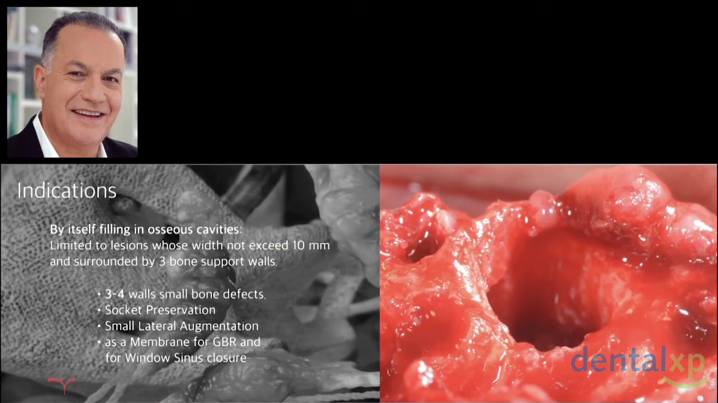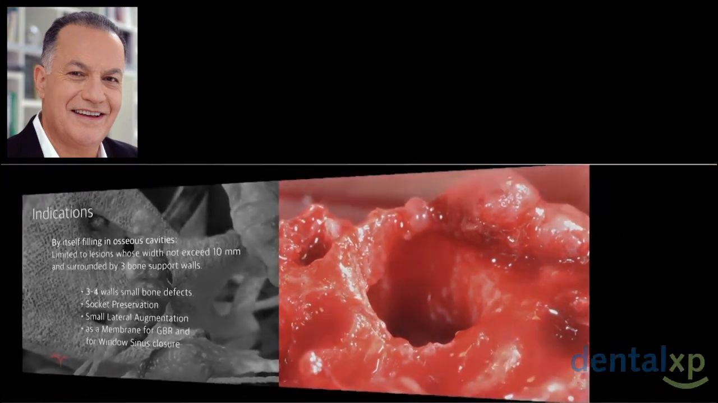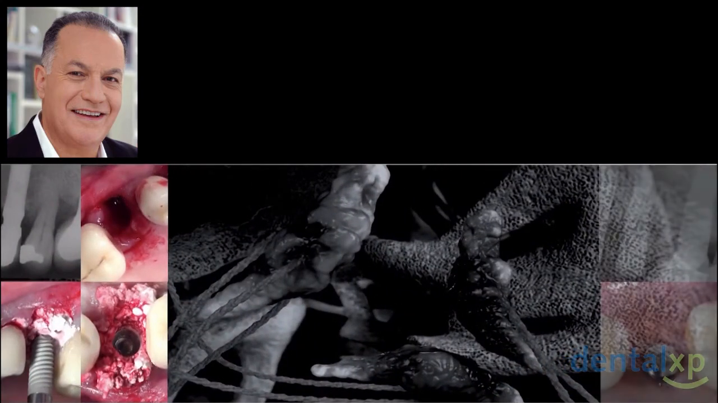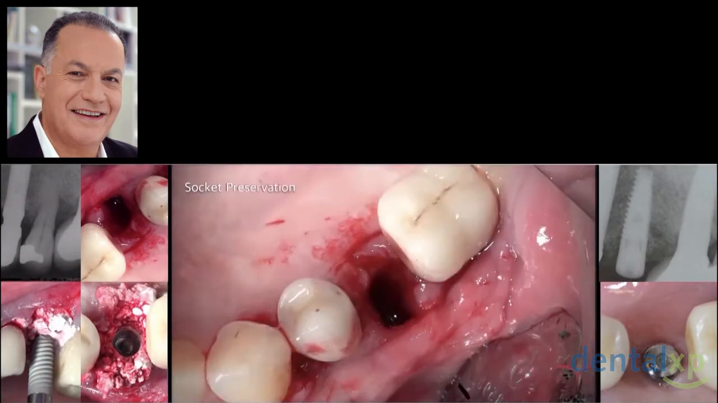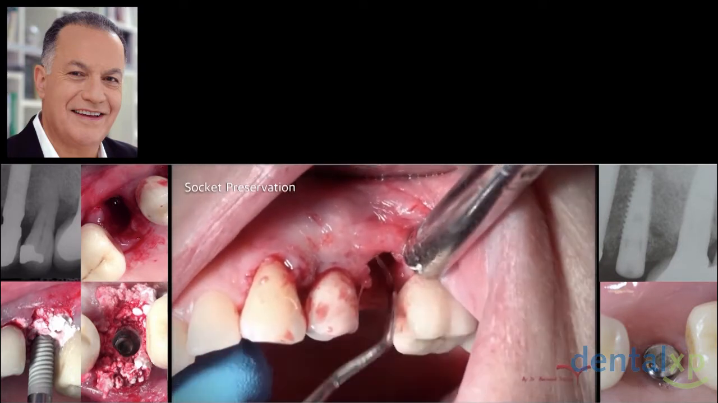Some indications: socket preservation, four-wall small bone defects, small lateral augmentation, or use as a membrane for GBR or maybe for sinus closure. And we use this product, as you can see in this case, with a socket preservation and an implant placement.